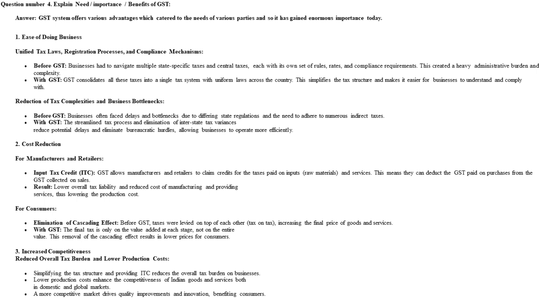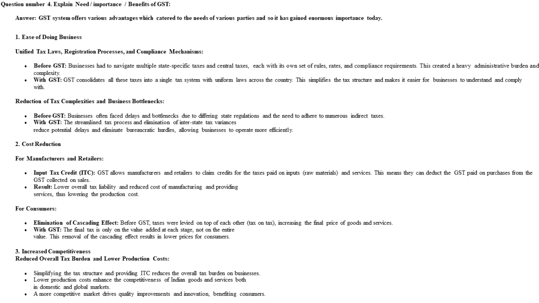Unified tax laws, registration processes, and compliance mechanisms. Before GST, businesses had to navigate multiple state-specific taxes and central taxes, each with its own set of rules, rates, and compliance requirements. This created a heavy administrative burden and complexity. GST consolidates all these taxes into a single tax system with uniform laws across the country. This simplifies the tax structure and makes it easier for businesses to understand and comply with.